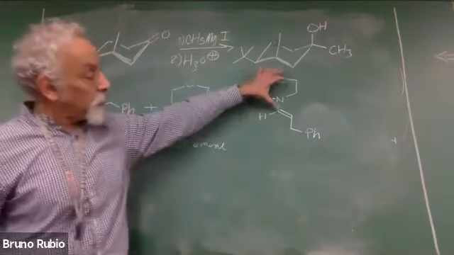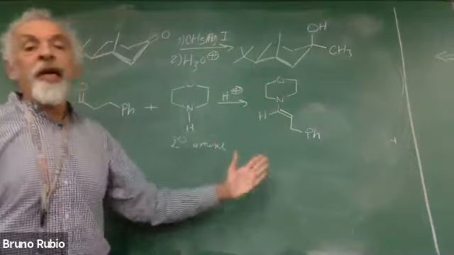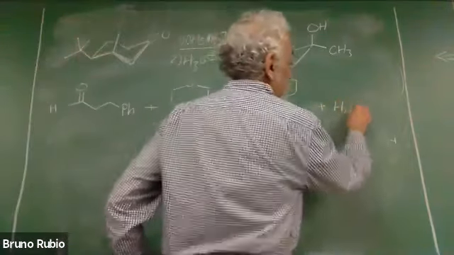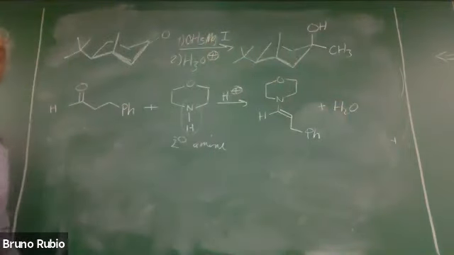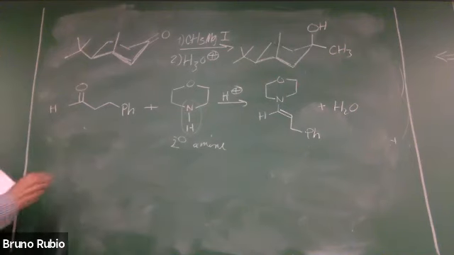This morpholine group is pretty big, so this trans double bond is probably going to be favored. The other product of this reaction is going to be water, but that's the inorganic product we don't really care too much about. Okay, so let's try some more.